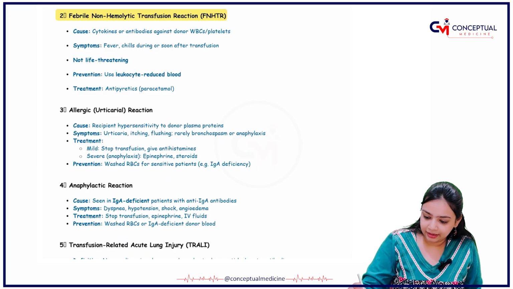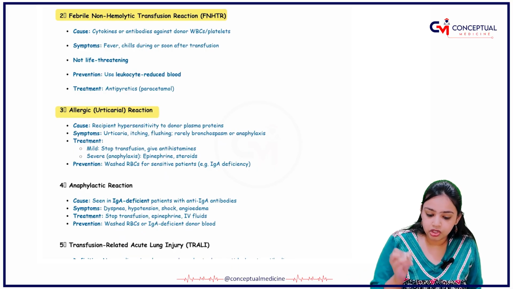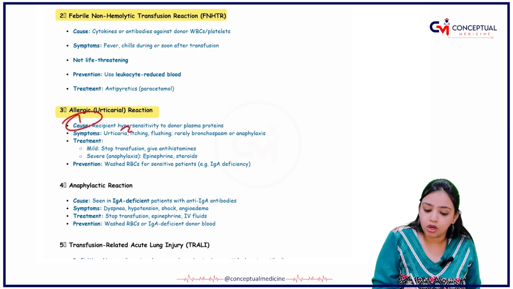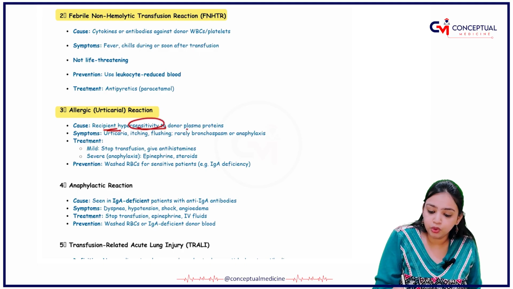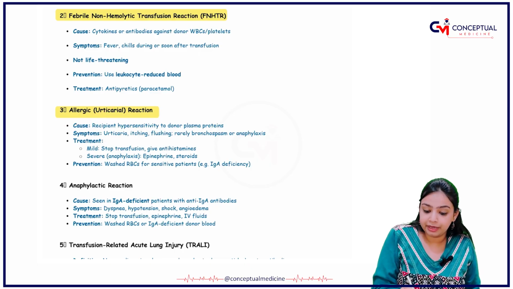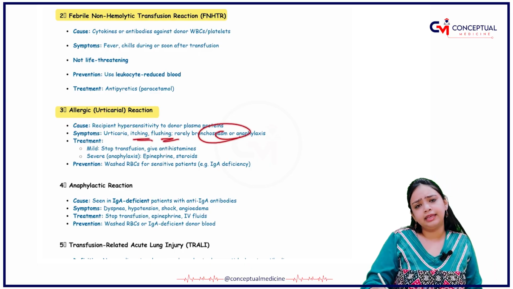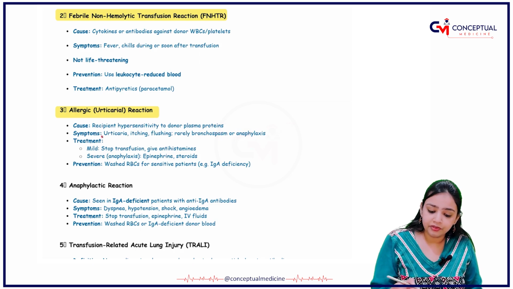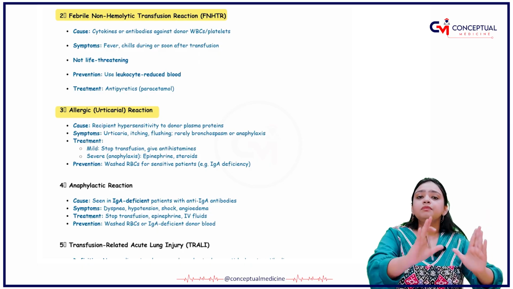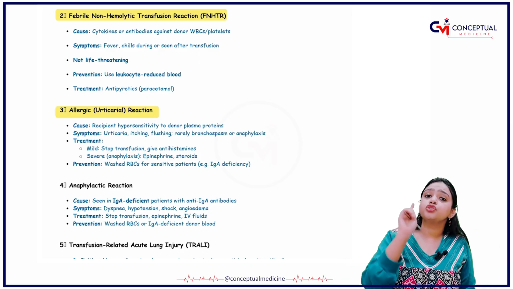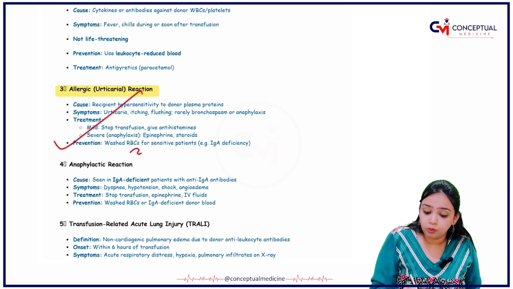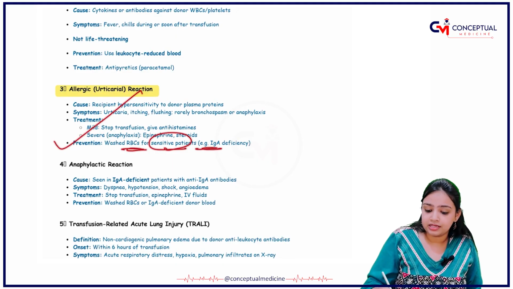Next thing is allergic reaction. Allergic reaction can also occur, right? So, what is the cause of it? The cause is recipient hypersensitivity to donor plasma proteins. What are the symptoms? There will be urticaria, itching, flushing, and rarely there can be bronchospasm. What is the treatment? You have to stop the transfusion. The first line treatment whenever these complications occur should be that you stop the blood transfusion. How will you prevent it? Washed RBCs for sensitive patients.